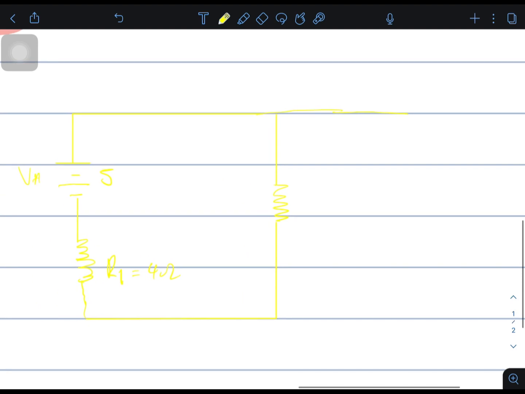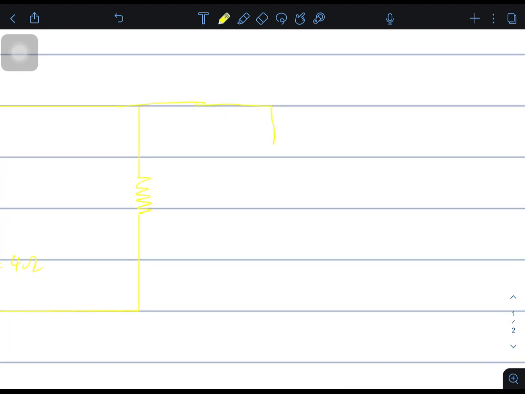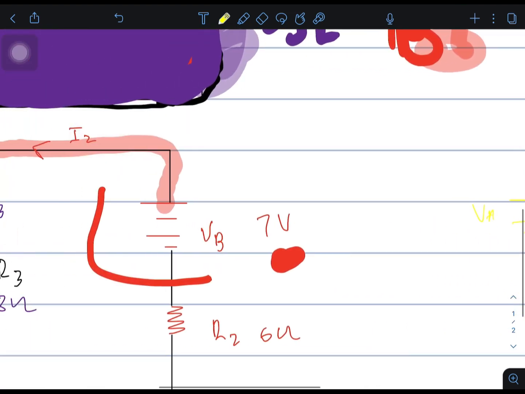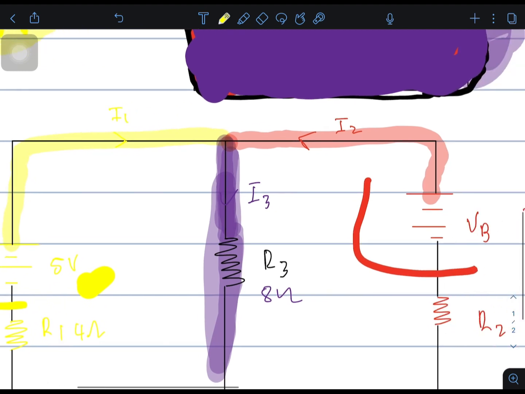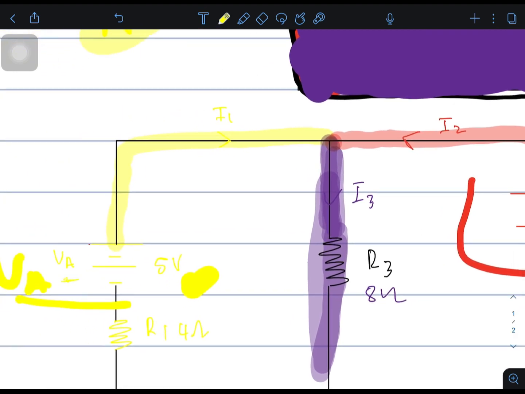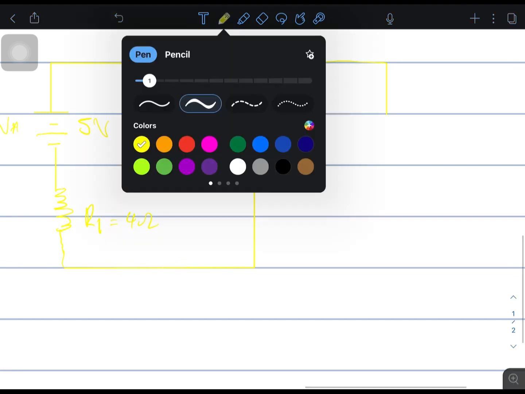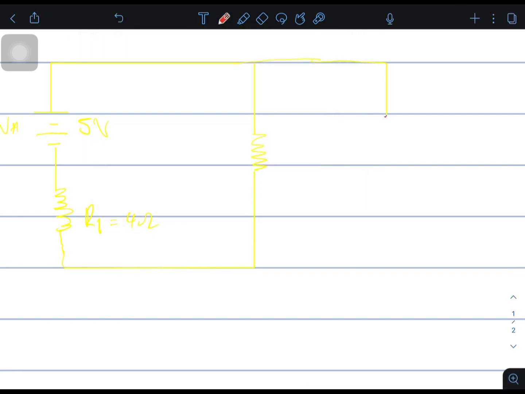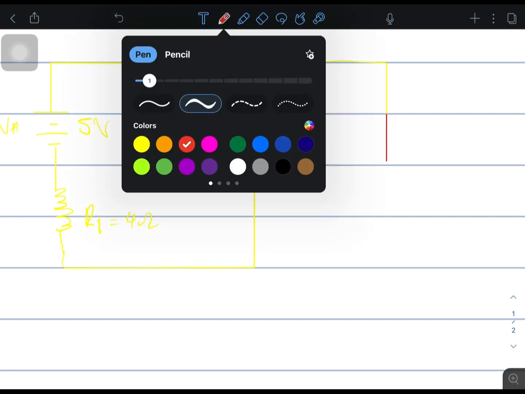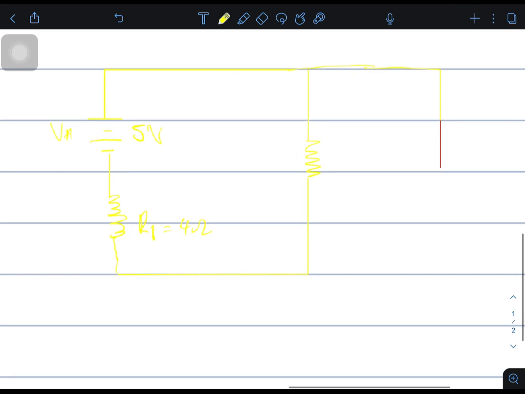Then we come here, and we said we're going to remove source B, because we are interested in knowing how much source A contributed to this I3. So I'm going to short circuit. This red color shows that there was a source here. I short circuited it because I want to analyze each source acting separately.